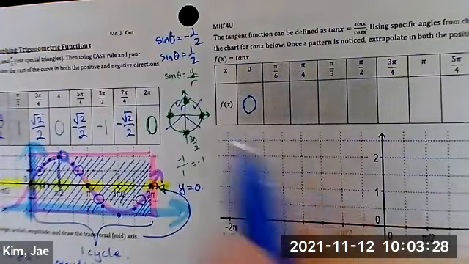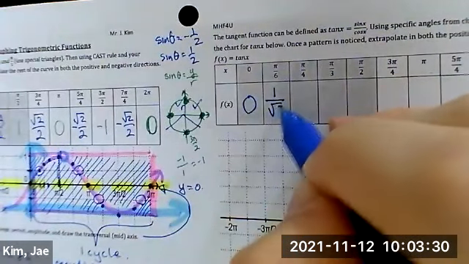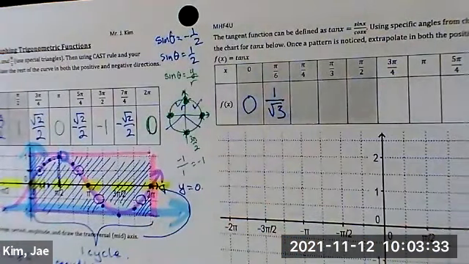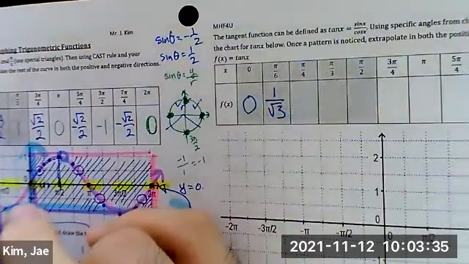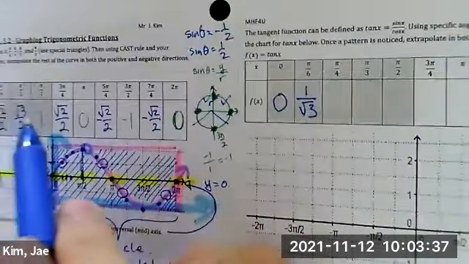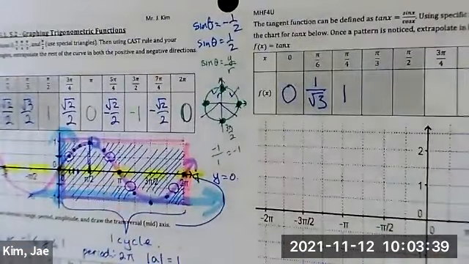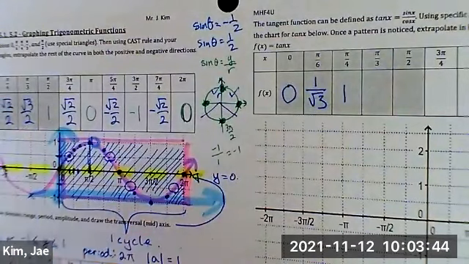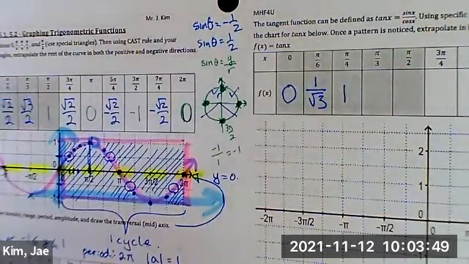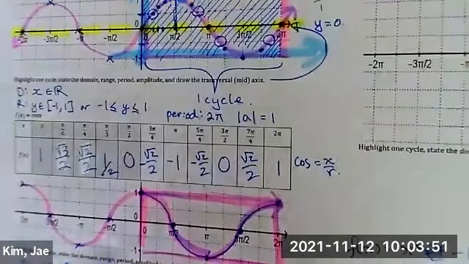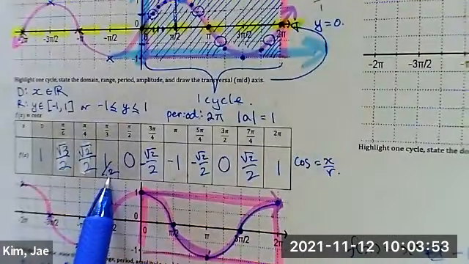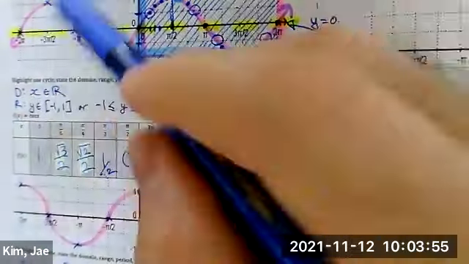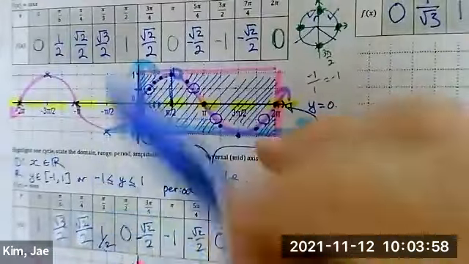1 over root 3. Next one, root 2 over 2 divided by itself, 1. Root 3 over 2 divided by, oh, half. What am I doing? Sorry. That's not a 1. Shame on me. That's a half, because they should be opposite of each other. Root 3 over 2 divided by half.